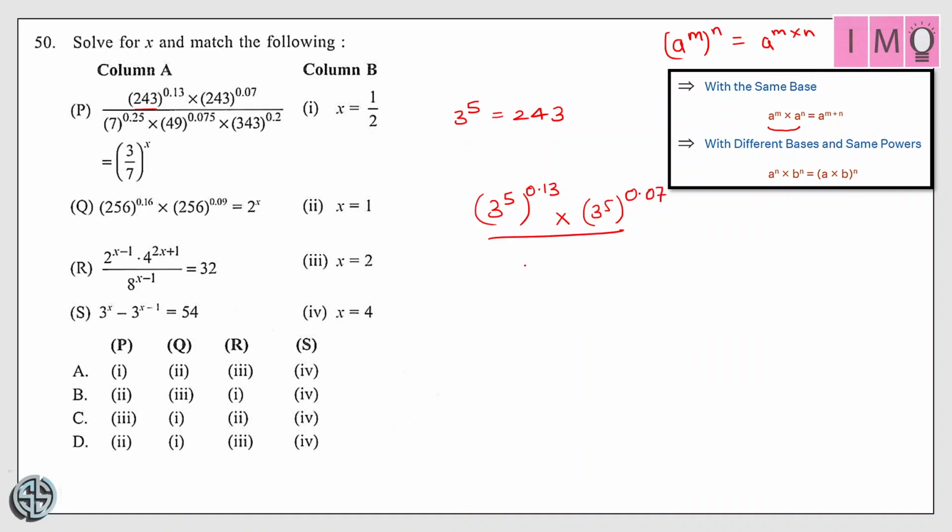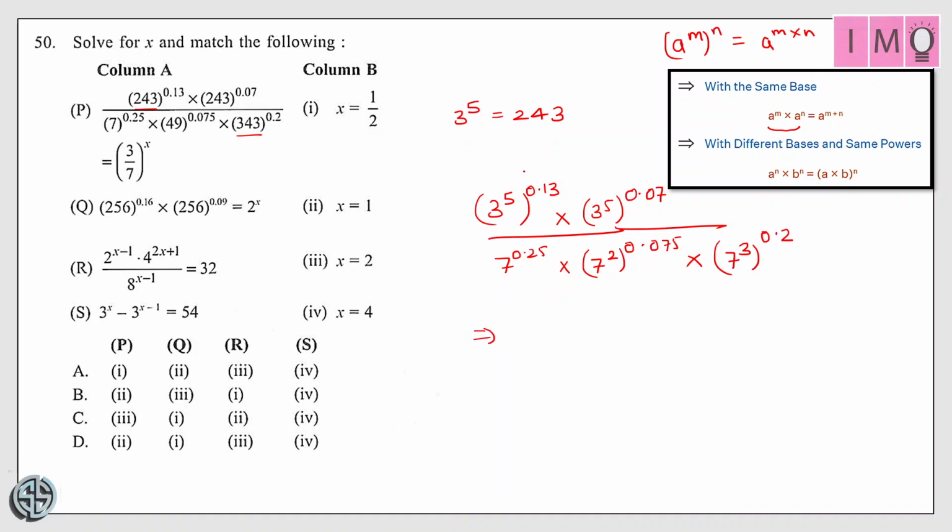In the denominator, it is 7 to the power 0.25, and here 49 you can write as 7 squared to the power 0.075. And the third one is the cube of 7. When you multiply 49 by 7, you get 343. So you can write 7 cubed to the power 0.2.